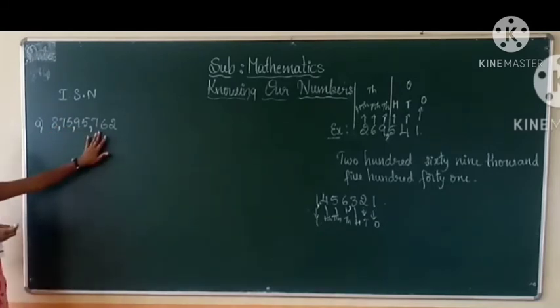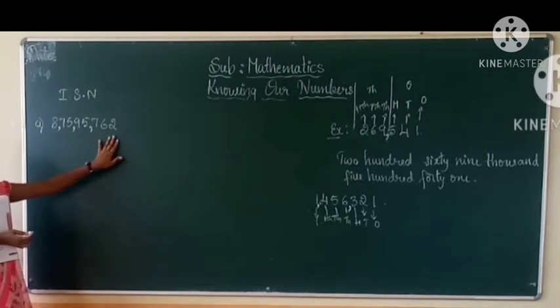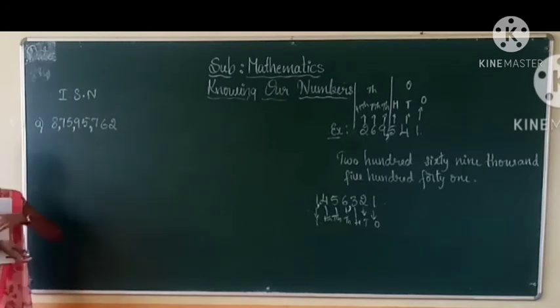First leave 3 numbers and put 1 comma. Again leave 2 numbers, then write 1 comma. Then again leave 2 numbers and write 1 comma. So now we have to write this number in names.